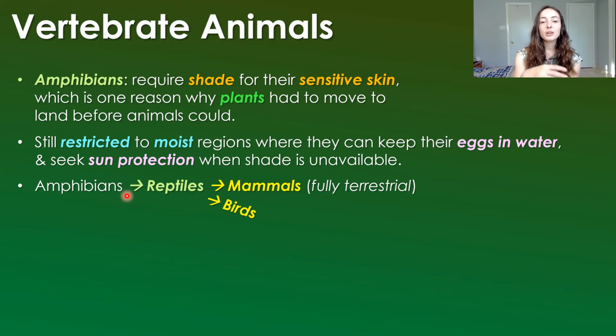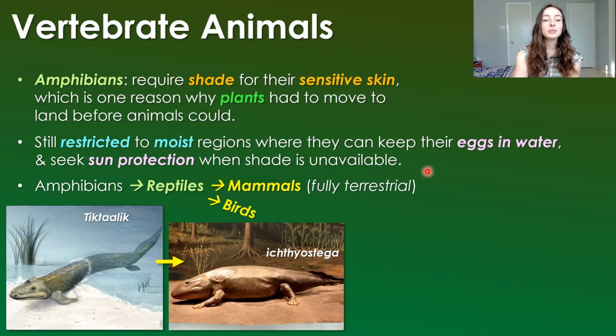But eventually, like I talk about in my late Paleozoic or Carboniferous life video, amphibians evolved into reptiles with the evolution of amniotic eggs, allowing them to move further away from water bodies because their eggs were already protected in their own little personal pond and they didn't need to be in an actual pond. And then eventually reptiles evolved into mammals, birds, etc. And these were fully terrestrial organisms.